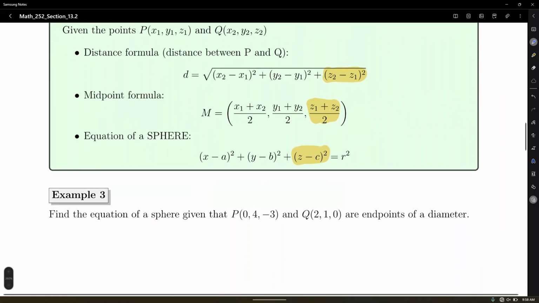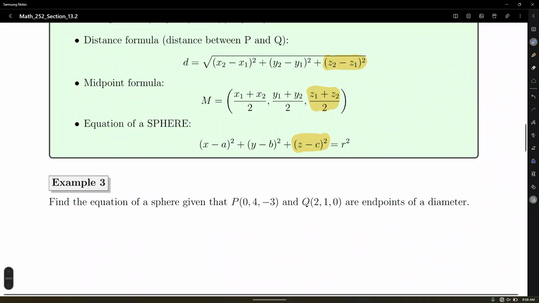find the equation of a sphere containing the points P, (0, 4, -3), and Q, (2, 1, 0). Well, actually, we're going to use these three formulas in the same problem. All right? Now, these points are the endpoints of the diameter. In the same way that we needed a center and a radius to come up with the equation of a circle, it's going to be the same for the sphere. We need a center, which is (a, b, c), and the radius r squared. What can we do with these 2 points?